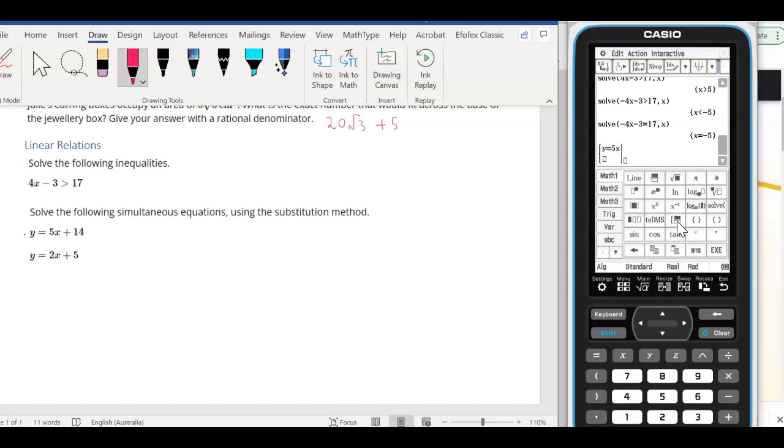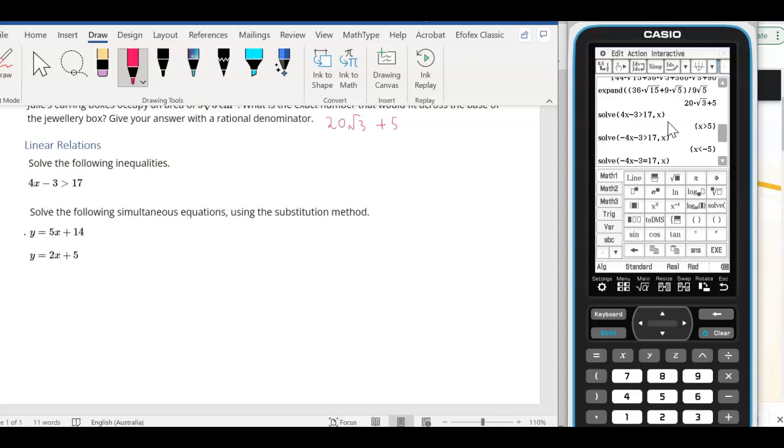These are probably easier or quicker to do by hand, but let's say you had something more complicated. Y equals 2x plus 5. Just make sure you've typed them in correctly. Then in the little box here, we're solving for x and y, so we go x comma y. We've got x equals negative 3, y equals negative 1. So you can check your answer that way.